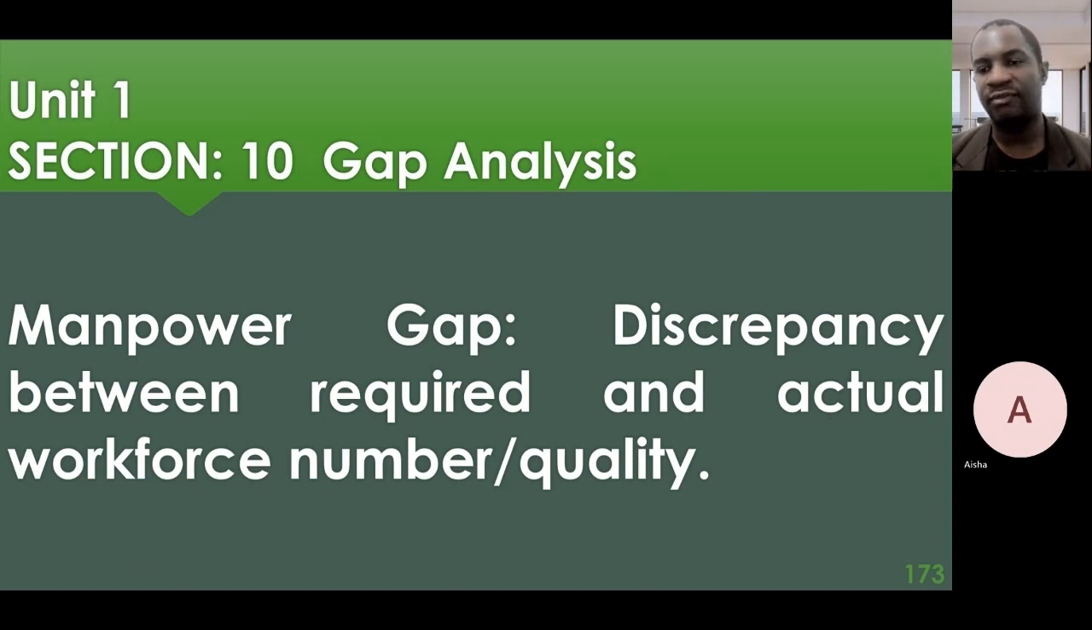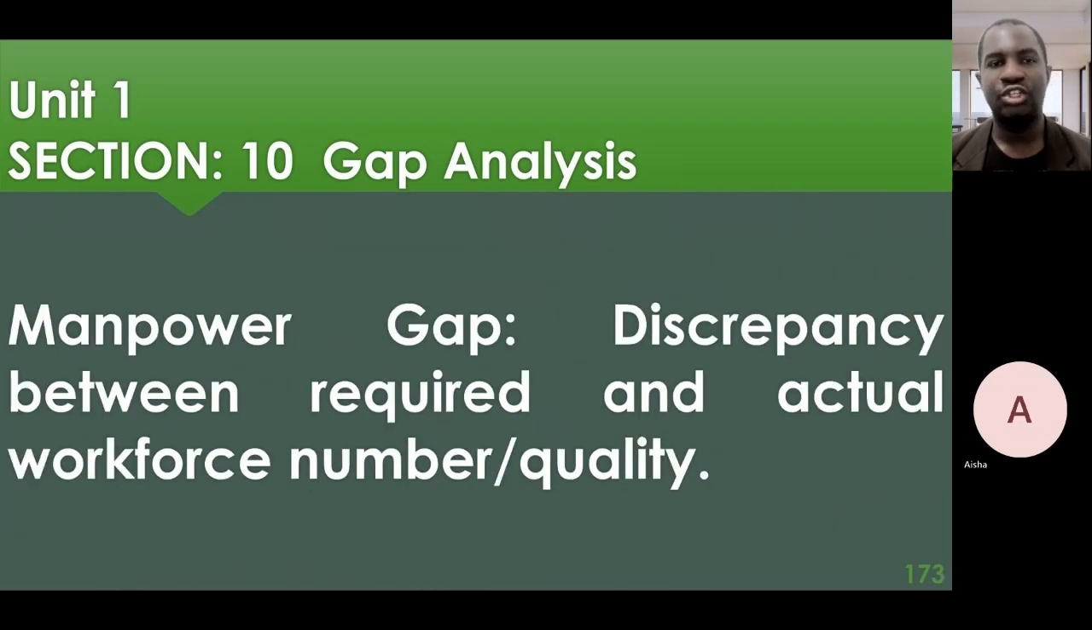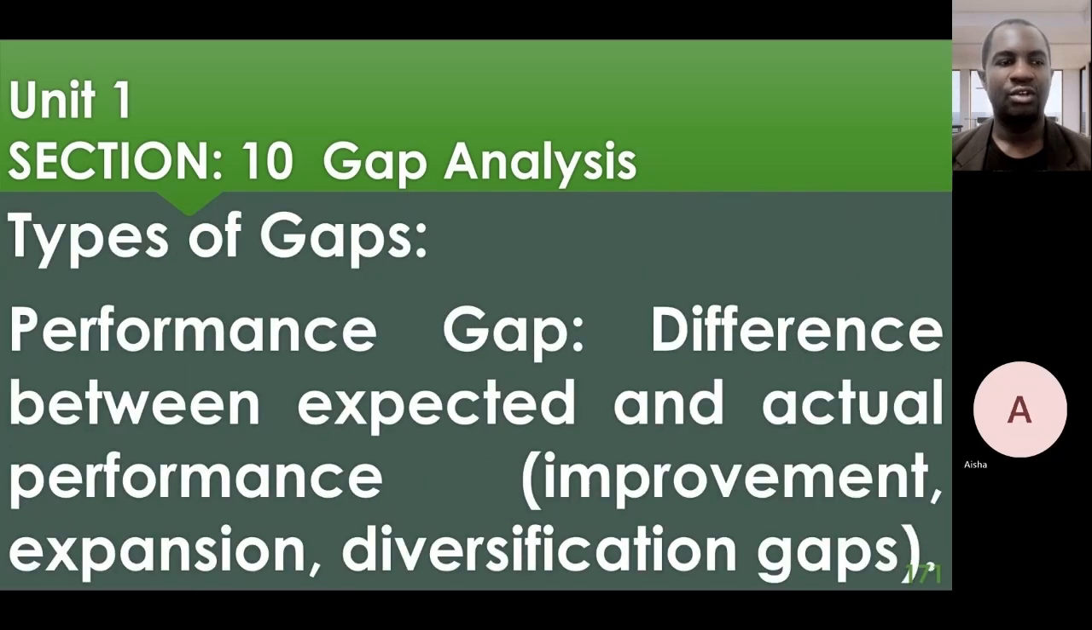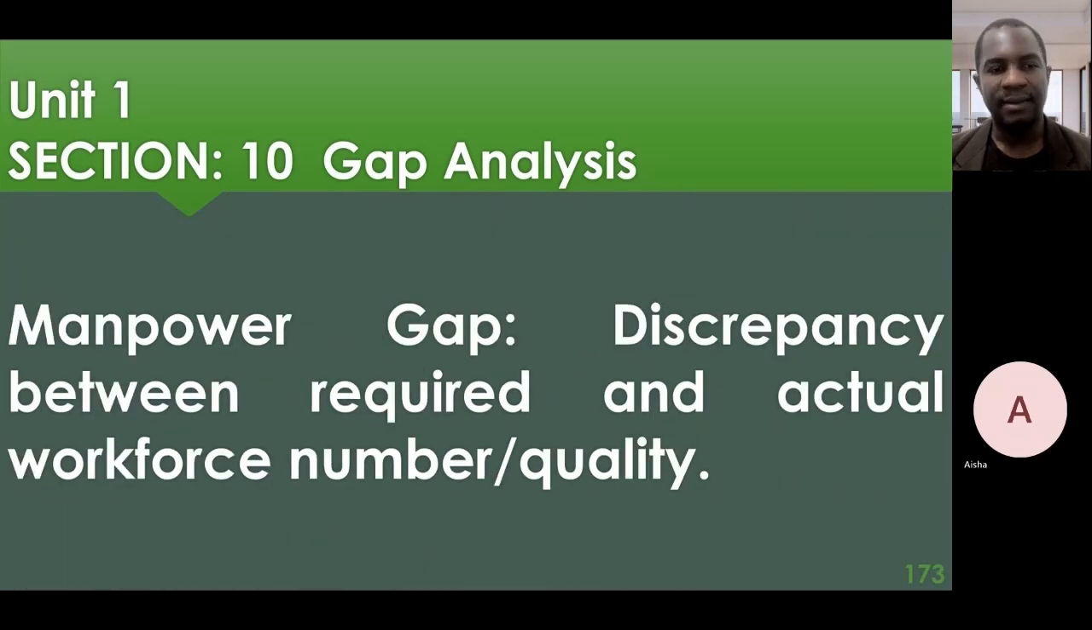And that would actually affect quality and cause a lot of burnout for your staff. So manpower gaps need to be bridged to ensure that your production, your sales, your core activities and non-core activities are top-notch, achieving your objectives. So by way of recap, types of gap include performance gap, product and market gap, profit gap, and manpower gap.